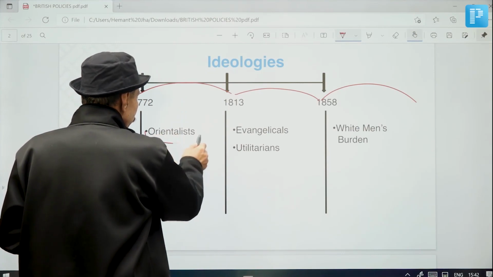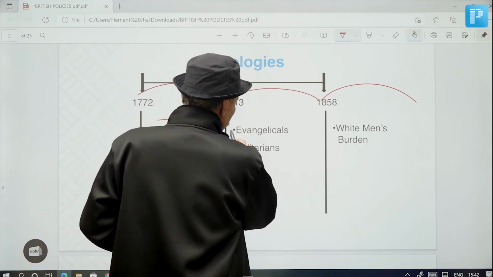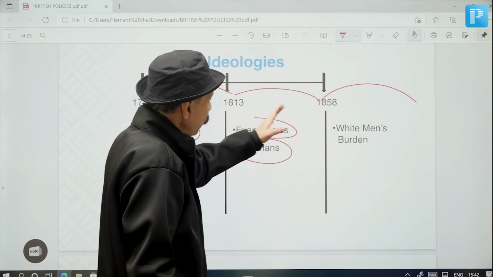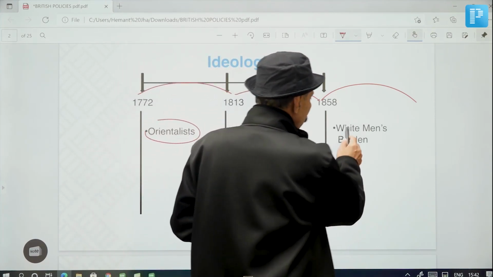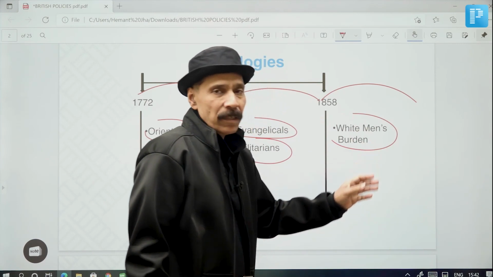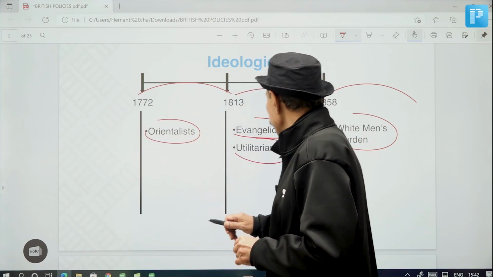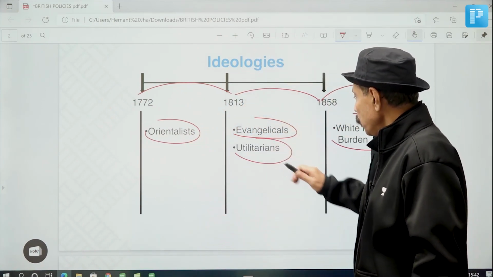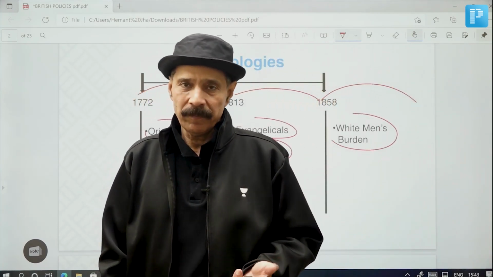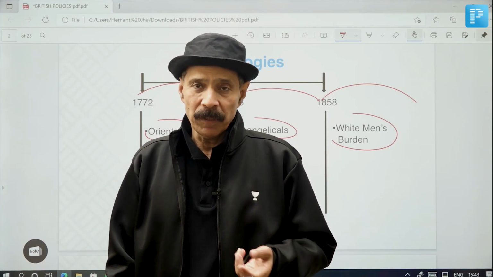First, Orientalist, that played role during the first phase. Second, Evangelicals, and third, Utilitarians. They played role during the second phase. And the fourth, White Man's Burden, that played role 1858 and onwards. So first ideology, Orientalist. Second, Evangelicals. Third, Utilitarians. Fourth, White Man's Burden. Could be questioned straightway, like who were Orientalists during British period, like who were Utilitarians during British period.